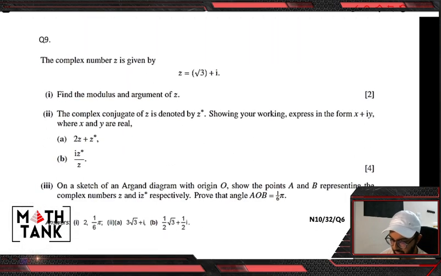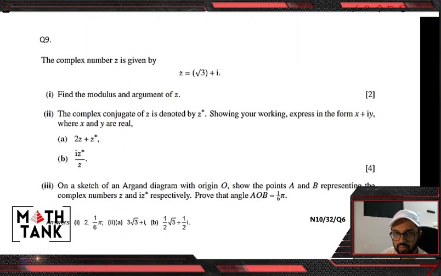Moving quickly on to the next question. This is question number 9. It says the complex number z is given by z equals root 3 plus i. Find the modulus and argument of z. So modulus is simple. Modulus of z is simply root of 3 squared plus 1 squared, that gives me root of 4, that's 2.